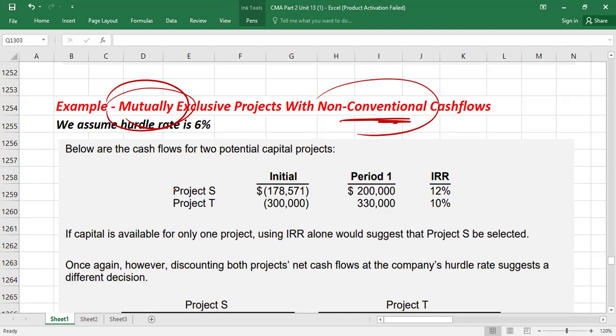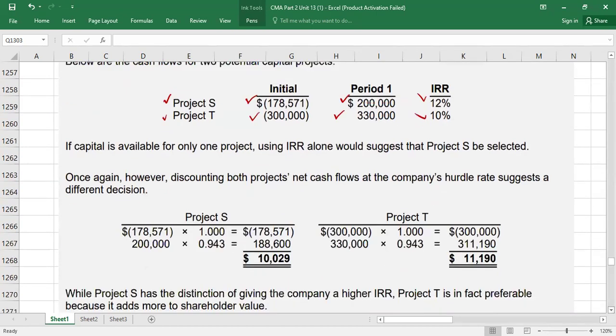Let's say we have two projects, S and T. This one has conventional cash flows, and here we have non-conventional cash flows again. Here we have IRR of 12% and 10%, just as an example. If capital is available for only one project, because mutually exclusive means you have to pick one, then using IRR alone, which do we pick? We pick project S, because project S's IRR is bigger.